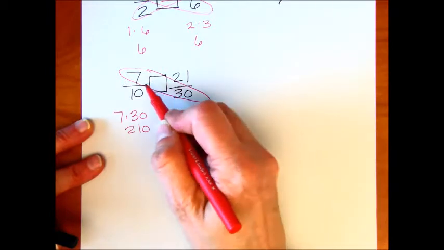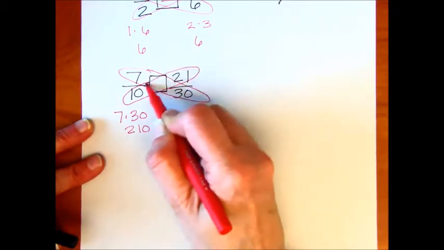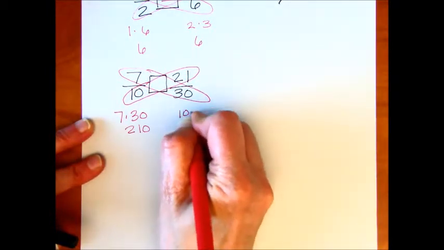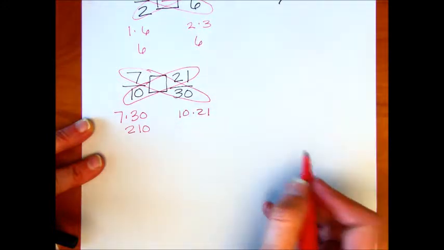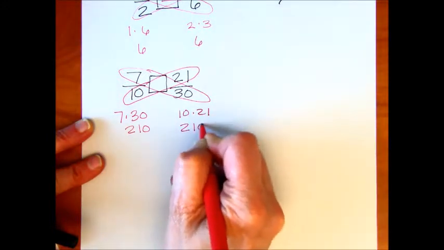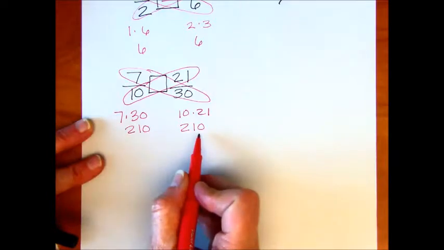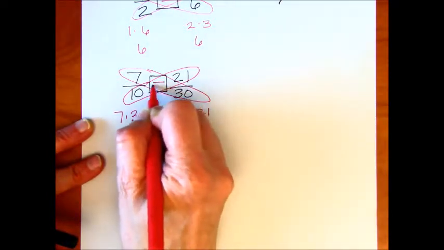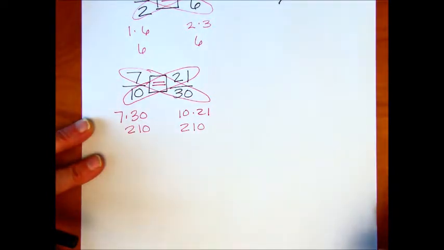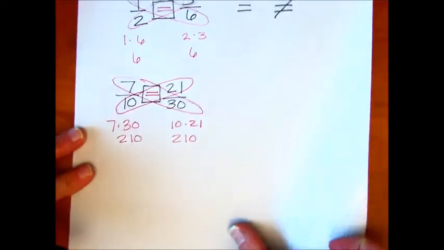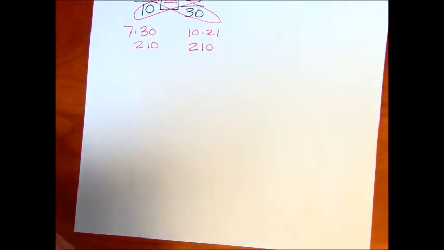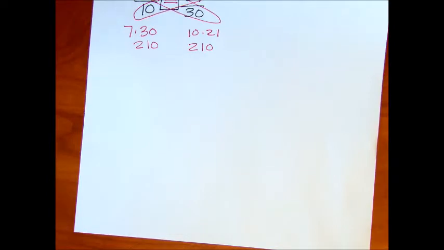And I'm going to do the same thing here, 10 times 21. Well, that's also going to be 210. So these two are the same numbers, so these two fractions are equivalent. Now let's look at some that are not equivalent and show you how that's going to look.